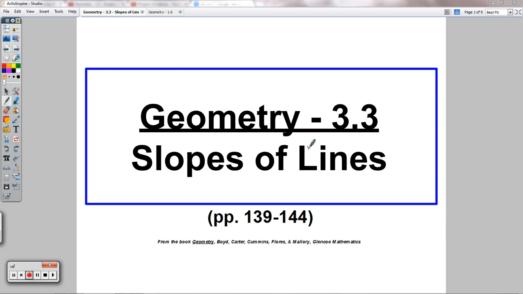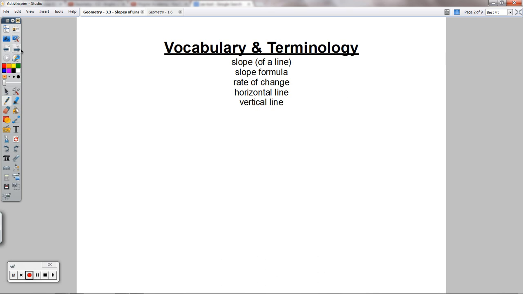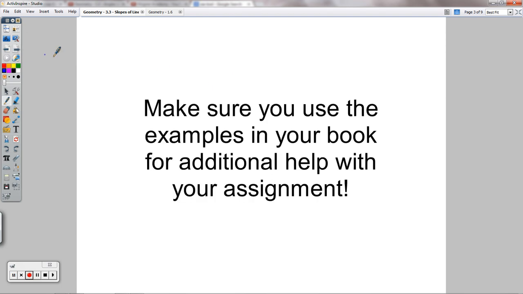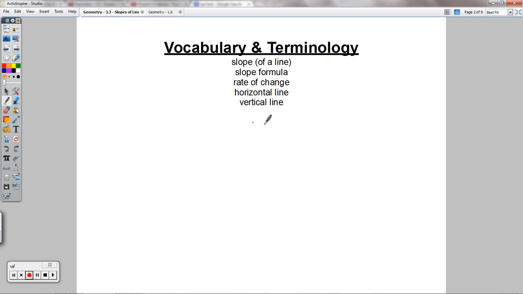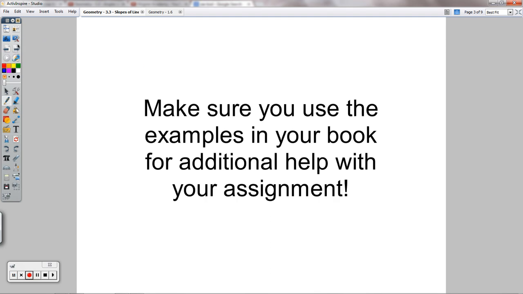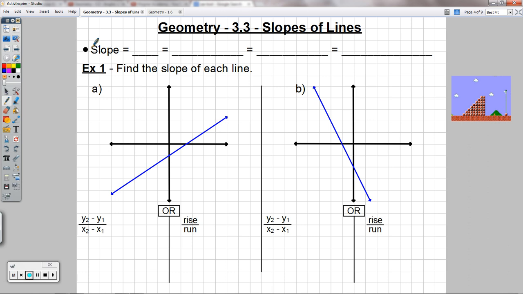Now, slopes of lines, this is a subject that we talk about in algebra and even pre-algebra, but we're going to talk about it again here in geometry because, hey, we talk about lines in geometry. It's important to know the slopes of lines or how lines relate to each other on the coordinate plane as well. And some new terminology here, make sure you know these things, or some review terminology if you've taken pre-algebra, algebra 1 and talked about slope there, and use those extra examples in your book for additional help with your assignment.